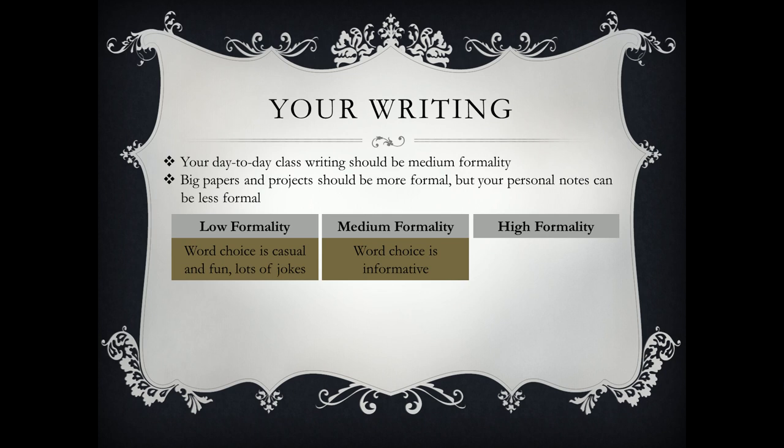In medium formality, your word choice is going to give us some information. You'll give us facts. You'll tell us about how things run. You're going to explain to us your thoughts. In high formality, word choice is going to be very descriptive. So you're not only telling us about what happened, but how these things happen, going into detail, being very, very serious in your explanations.